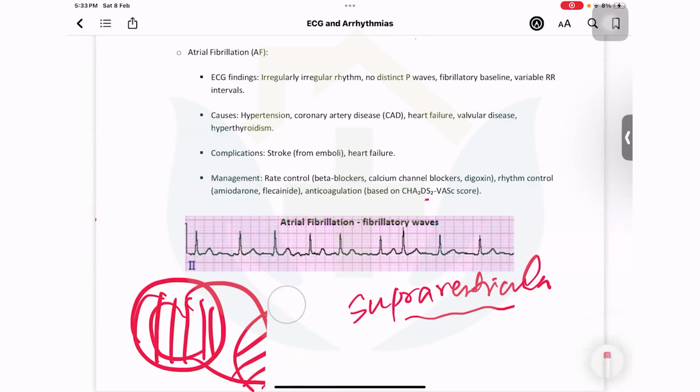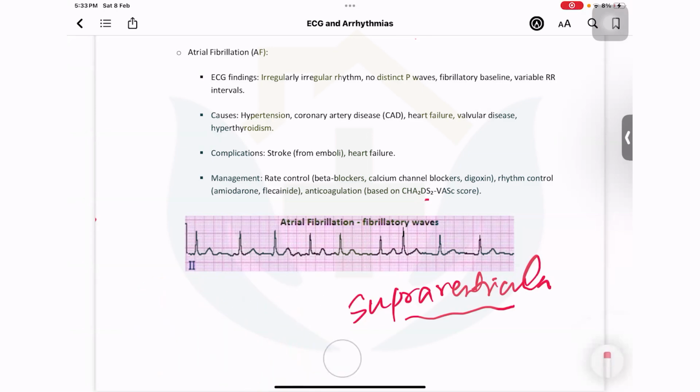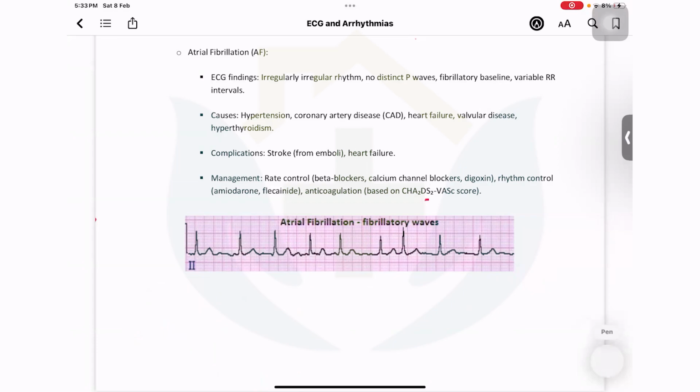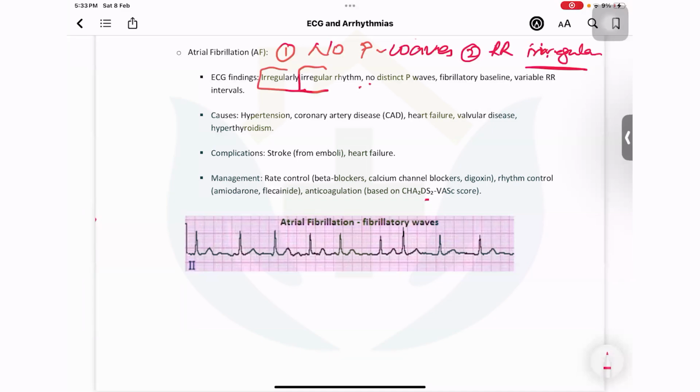In the supraventricular arrhythmias, there will be atrial fibrillation as the king of supraventricular arrhythmias. So the ECG finding will be number one, no P waves. Number two, QRS is irregular, the RR interval is irregular. So irregular rhythm, no P waves, fibrillatory baseline, variable PR interval.